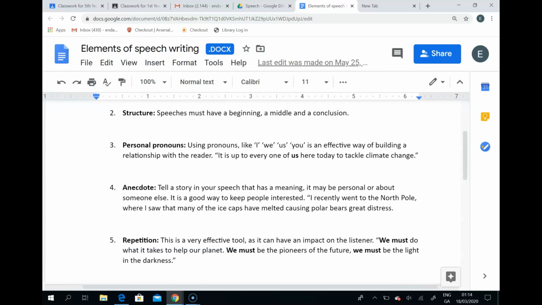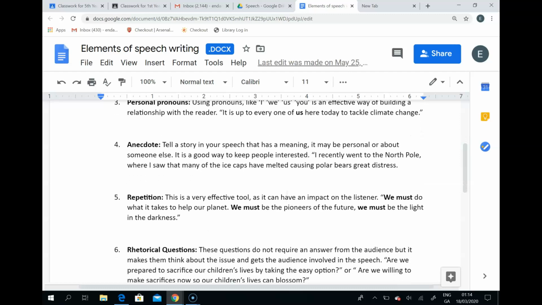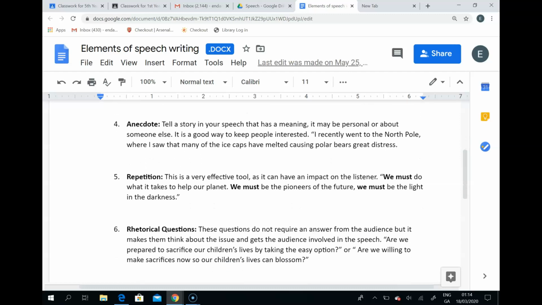Number 4, very common, both if you're analysing to look at anecdotes used, or if you're writing a speech, you should have an anecdote. Tell a story in your speech that has a meaning. It may be personal or about someone else. It is a good way to keep people interested. "I recently went to the North Pole, where I saw that many of the ice caps have melted, causing polar bears great distress." That anecdote is designed to get people to think about climate change. It's designed to get people to feel sorry for polar bears. An anecdote usually has a point. You're trying to make a point to people that they need to take action.